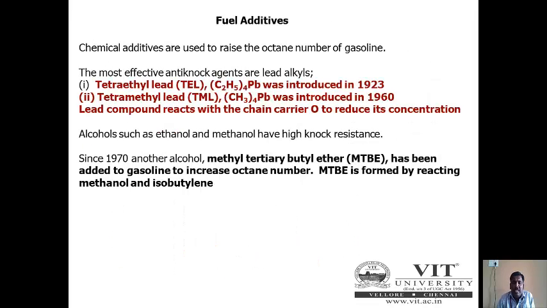If you want to increase the octane number of any kind of petrol, some commercial additives are available. Some time back, people were using lead based compounds like tetraethyl lead and tetramethyl lead in the last century, but nowadays these two are completely prohibited. Now people are using ethanol based or ether based compounds, methyl tertiary butyl ether or ethyl tertiary butyl ether. It is formed by reacting methanol with isobutylene.